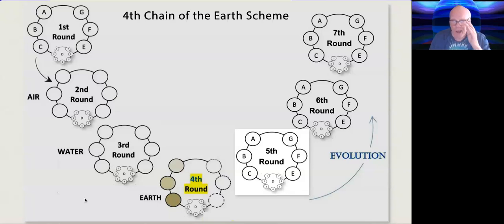Does everybody understand? Just generally speaking, I don't expect you to have an absolute total grasp of the idea of schemes, chains, rounds, and globes and root races. But if you have a general sense of it, it helps, especially during this part of Cosmic Fire. So if you have any questions, it's going to be somebody else who also doesn't understand it. So ask your questions.